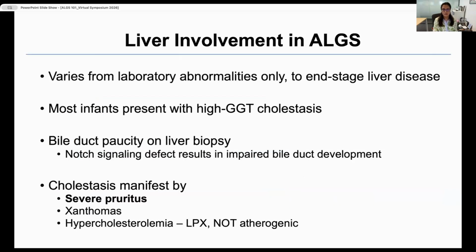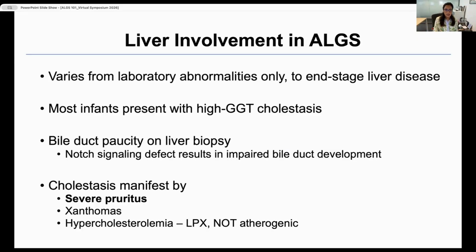So now let's get to the meat of the matter, which is thinking about liver disease and Alagille syndrome. Again, this is for us the predominant disease feature that we're managing, that we're taking care of. And back to the same theme, it's variable. It can vary all the way from just having minor blood biochemical changes, meaning your labs are slightly abnormal, all the way to end-stage liver disease and needing a transplant.